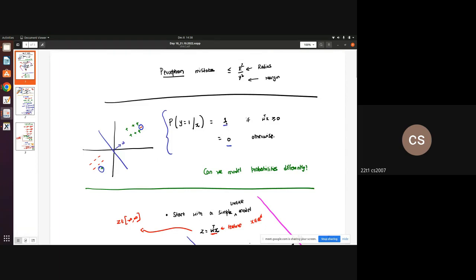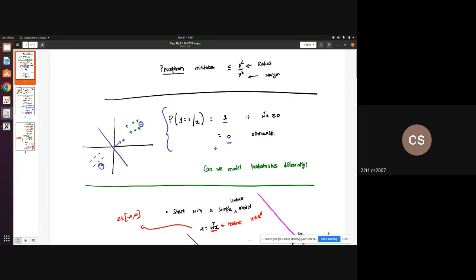you can write the output of perceptron in the form of probabilities, which can be either 0 or 1, which means probability of y equal to 1 given x is 1 if W transpose X is greater than or equal to 0. It is perfectly 1. It will not be less than 1. It will nowhere be between 0 and 1. When is it 1? When W transpose X is greater than or equal to 0. Otherwise, it is 0. So this is a very rigid model, isn't it?